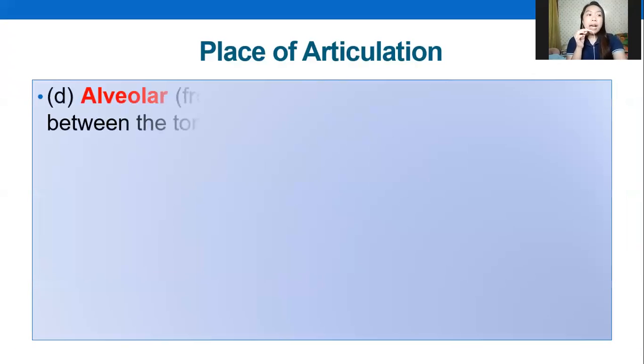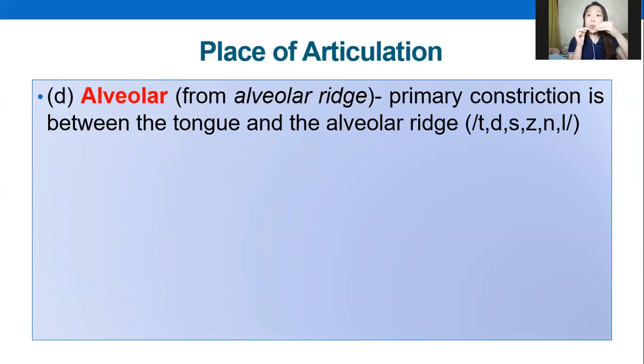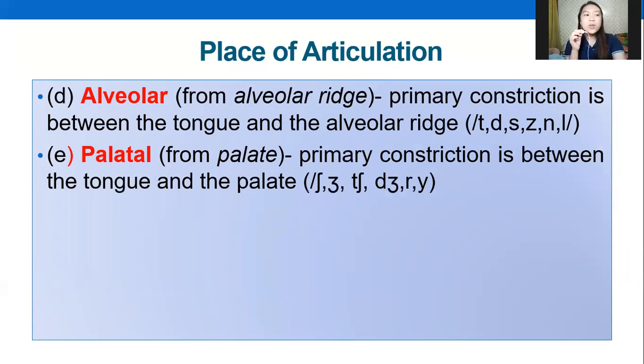We also have alveolar. The bony ridge just behind your teeth, that's what we call your alveolar ridge. So alveolar sounds are produced when the tip of your tongue touches your alveolar ridge, such as when we articulate the sounds t as in thin, d as in dim, s as in snake, z as in Zoe, n as in nose, or l as in lips. So those are the different alveolar sounds.